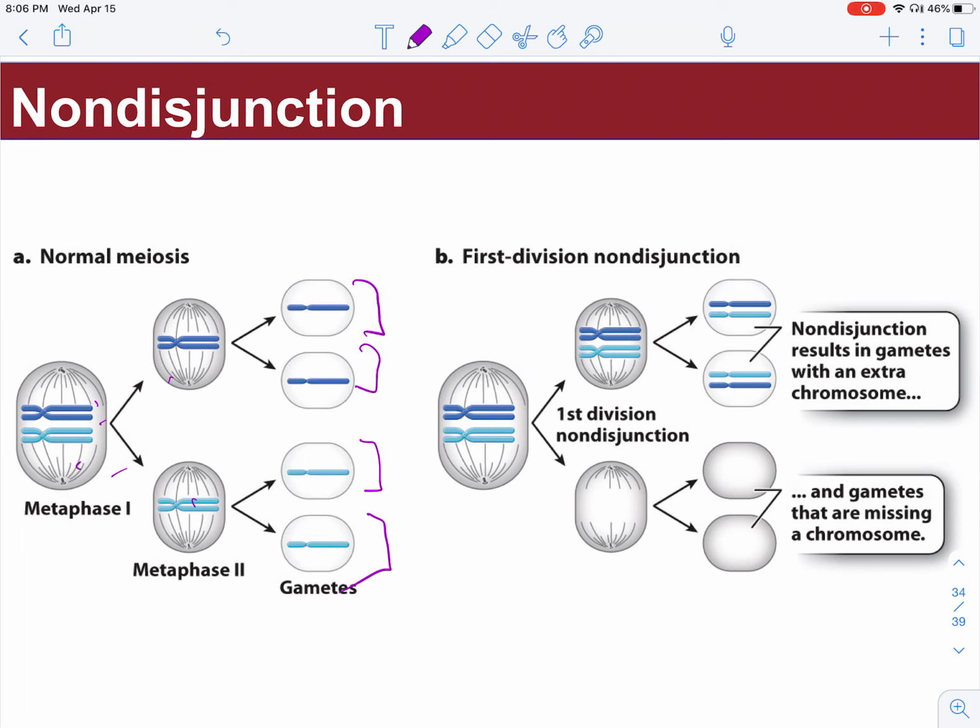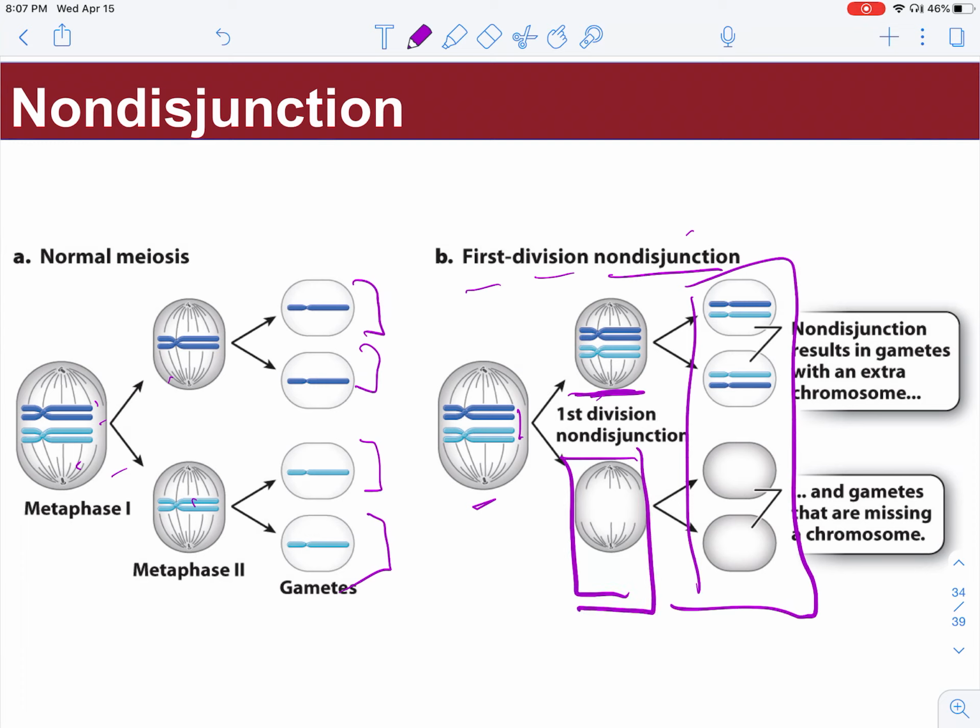Now, if you have a non-disjunction event, you have a failure to segregate in one of the meioses. A first division non-disjunction event, failure to separate, means that the homologous chromosomes fail to segregate. And we can look at the products of meiosis and immediately determine what type of non-disjunction event you have. Note here, in a meiosis I non-disjunction event, the homologous chromosomes fail to segregate. So you have both homologous chromosomes going to one pole, and another that doesn't receive that particular chromosome.